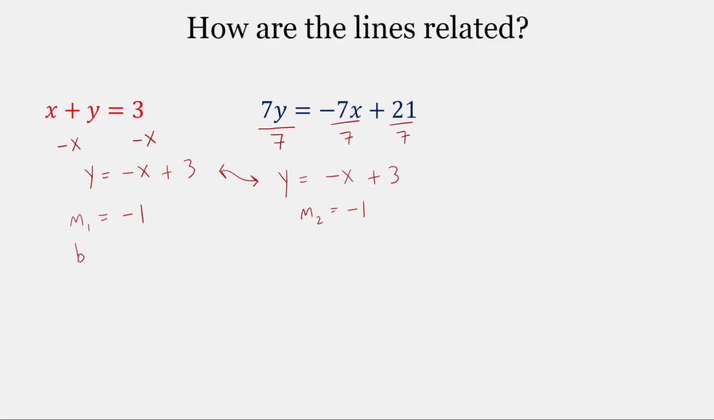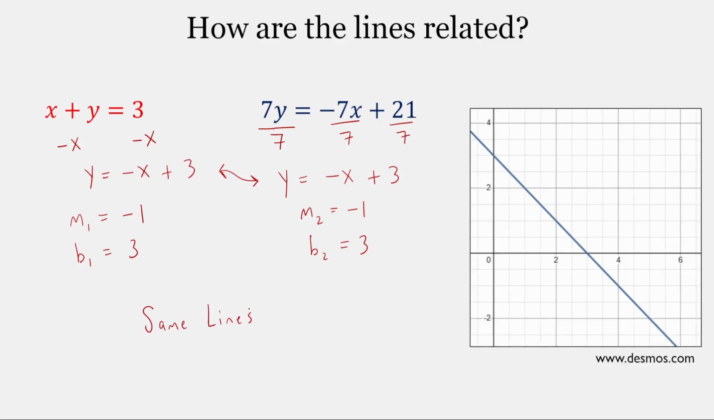And then for the y-intercept for the first equation, it's equal to 3. And the y-intercept for the second equation is also equal to 3. So same slope, same y-intercept. These are the same lines. And again, when we graph these, although right now all you can see is the blue, because the blue line is completely on top of the red line.